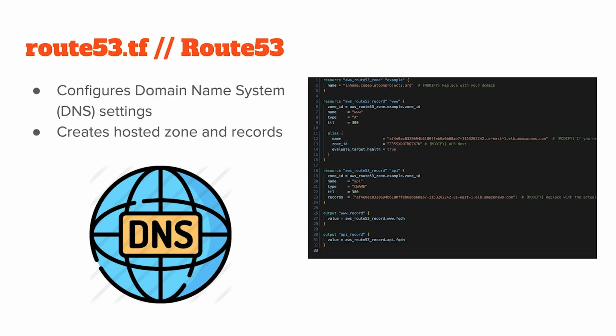The last file we have is route53.tf, which configures domain name system settings for our application through AWS Route 53. It creates a hosted zone as well as the records for our subdomains and points to a load balancer. And now I will pass it on to Nika, who will talk about our Docker configuration.